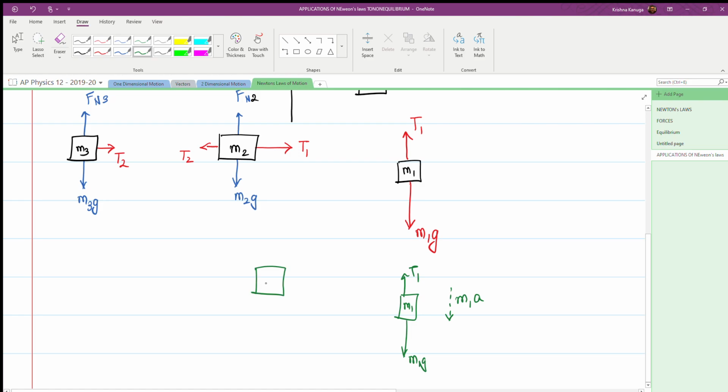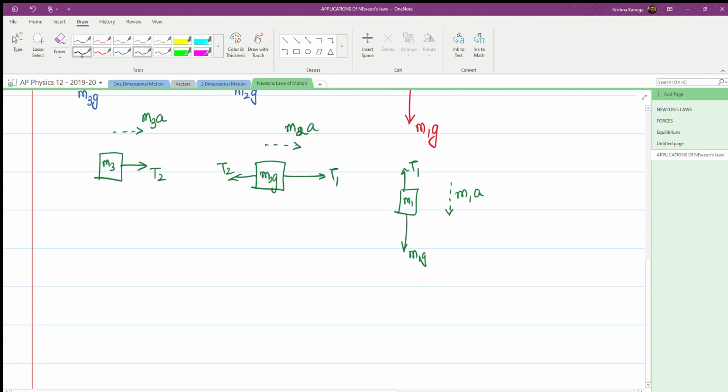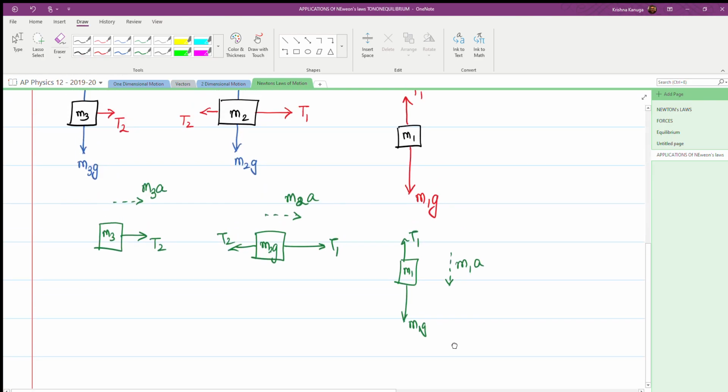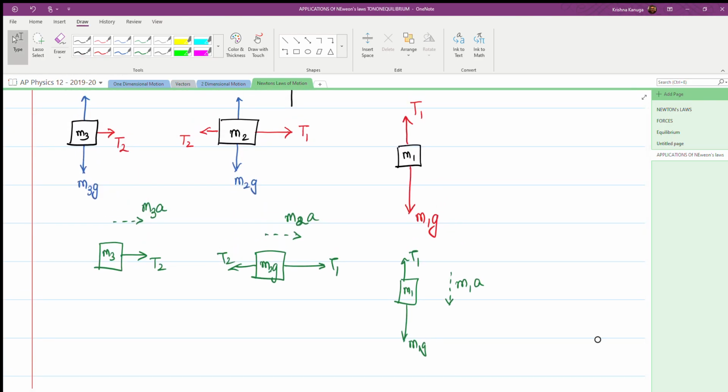Similarly, for M2, I'm going to have T1 to the right, T2 to the left, and then M2a to the right. I'm ignoring the vertical forces because they just cancel each other out and don't have any impact on the actual acceleration. Similarly for M3, we have T2, which is the only force, and then we have M3a pointing to the right. At this point, we are ready to start the equations. Now that we have the diagrams, I suggest again that you pause here and set up your equations and see if our equations match.